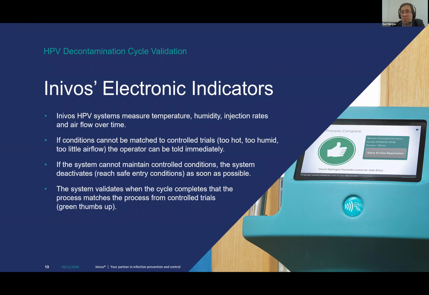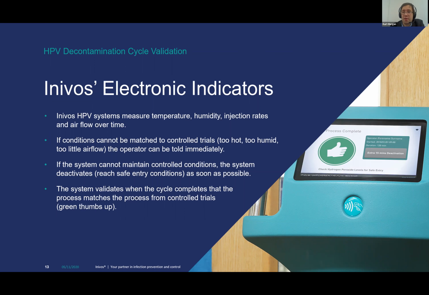If conditions can't be matched to controlled trials, so if the room is too hot or too humid or there wasn't enough airflow, the operator can be told that immediately before starting the process, because they might actually be able to address this by opening some windows or making sure that the machine's been serviced.